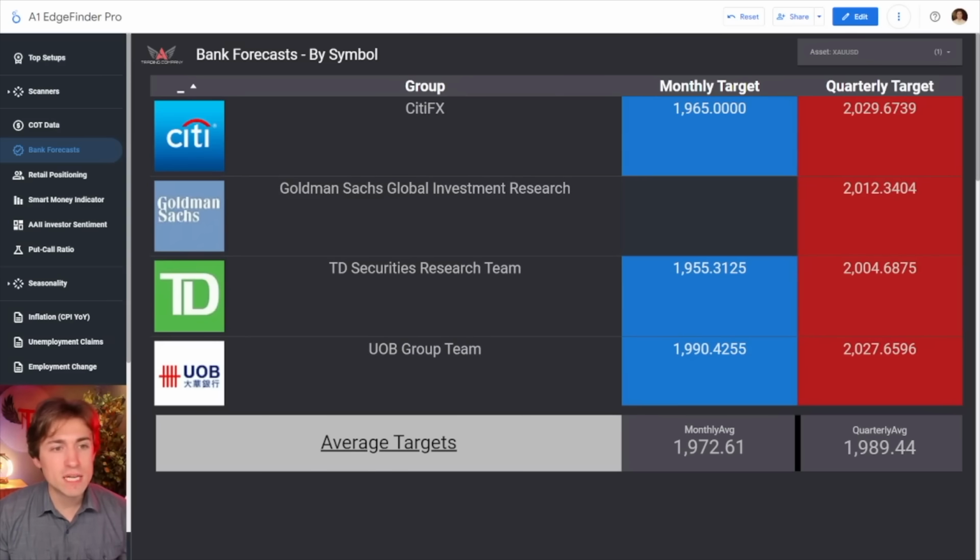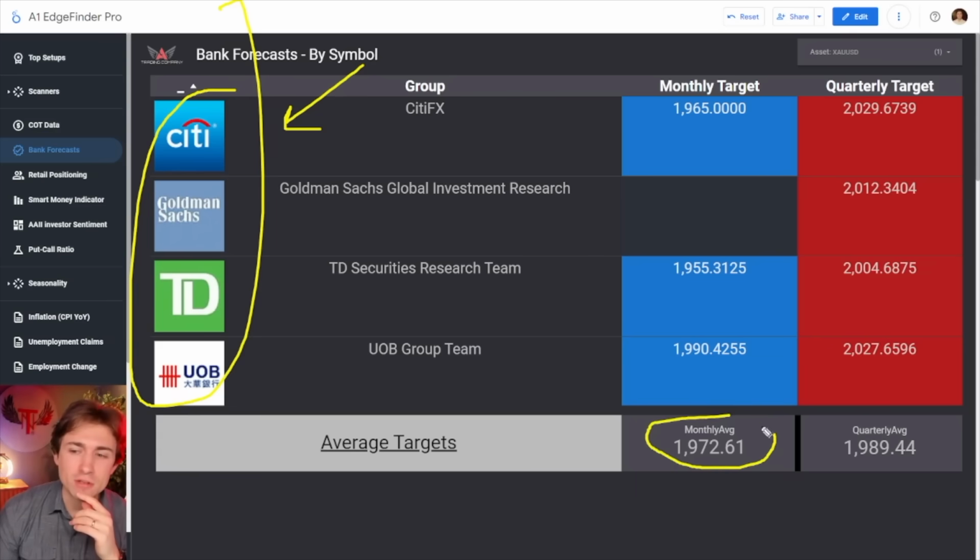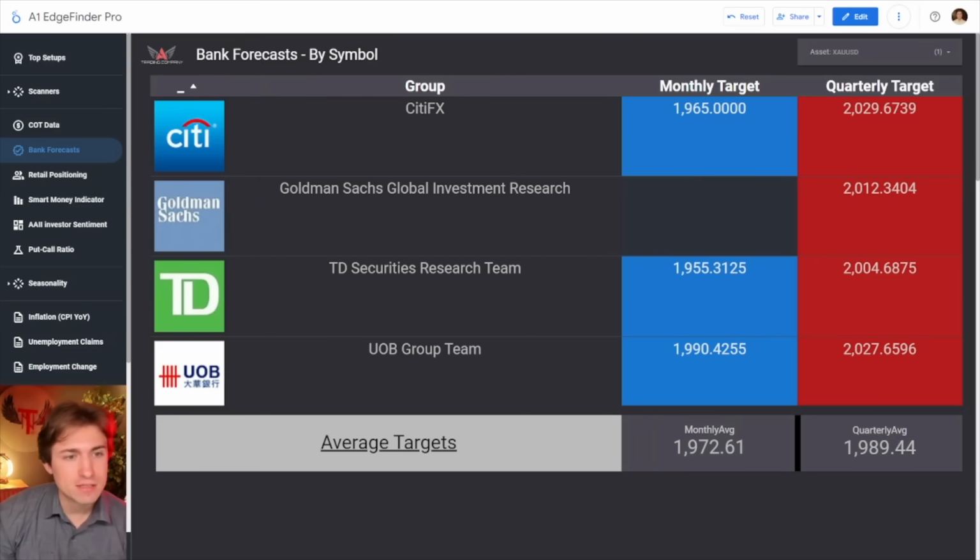What we've done is we've taken all of these key bank players. You guys on my last video let me know that you really liked this new feature, so I'll show it again here today as we discuss gold for our metals market rundown. The monthly average in terms of what these teams are generally forecasting is 1972, which is lower than current prices. So it's fair to say that there are some bearish expectations for gold going forward. 1972 for the monthly average, 1989 for the quarterly average.